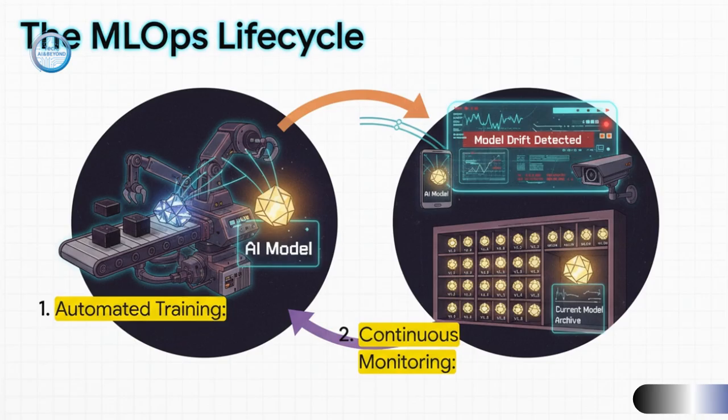And third, a model registry. Think of this as the single source of truth for all your models. Just like source code, models need to be versioned. A registry tracks every version, what data it was trained on, its performance. This is absolutely critical for governance, for being able to reproduce results, and most importantly, for being able to safely roll back to a previous version if a new model starts acting up.